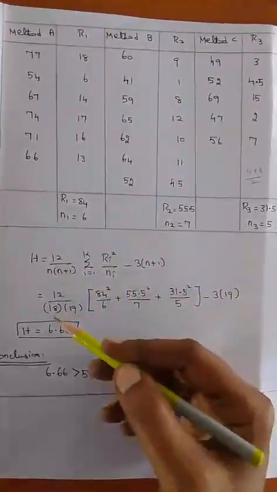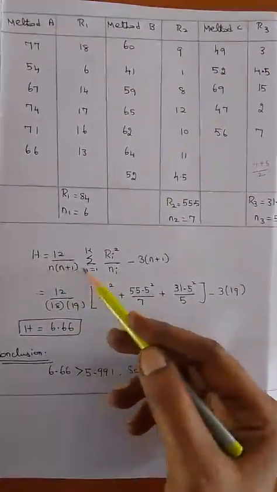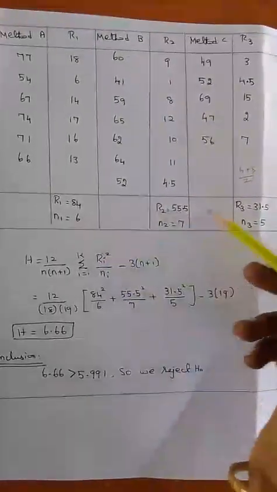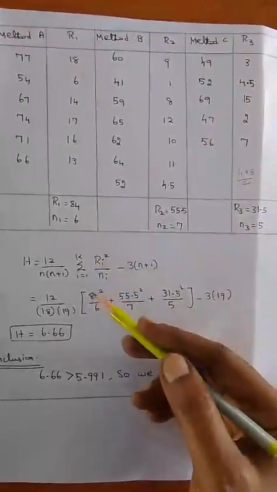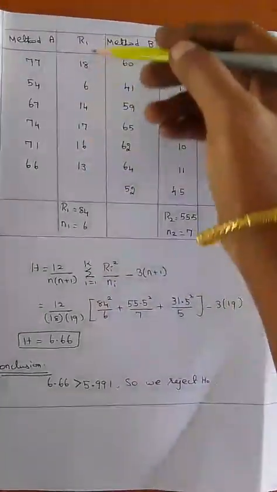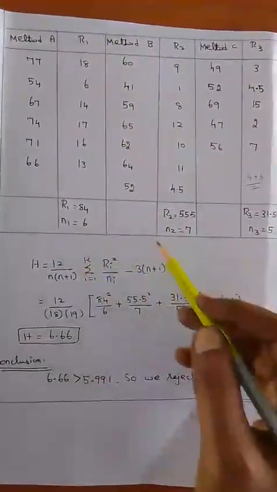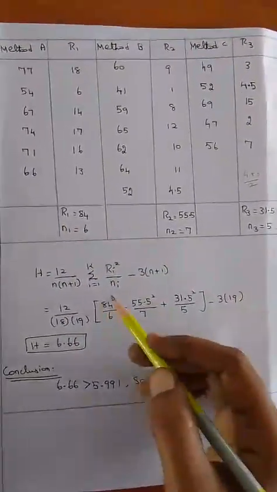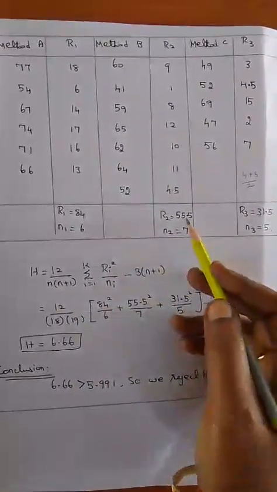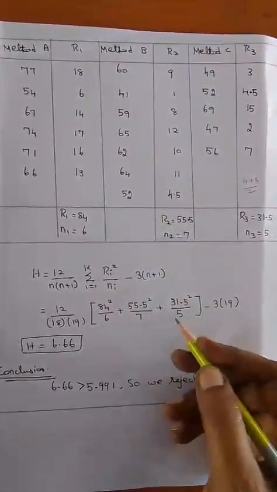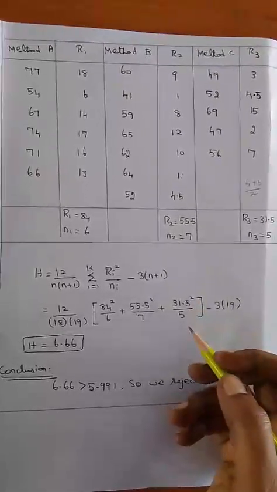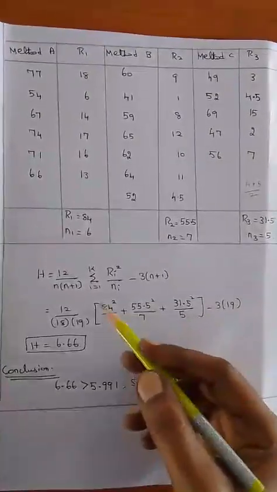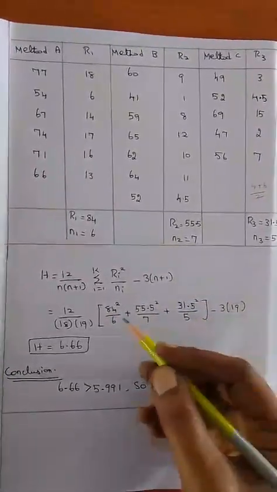So we write here our n is 18. So 18 plus 1 is 19. Now this summation. We have 3 R. So first R1 square by the corresponding n1. So from this we can copy this easily: 84 square by 6, then 55.5 square by 7, plus 31.5 square by 5, minus 3 into n plus 1, which is 19. So calculate this using your scientific calculator carefully.